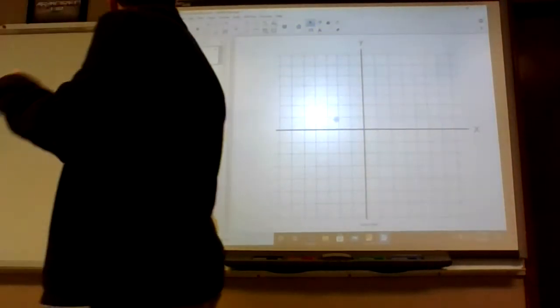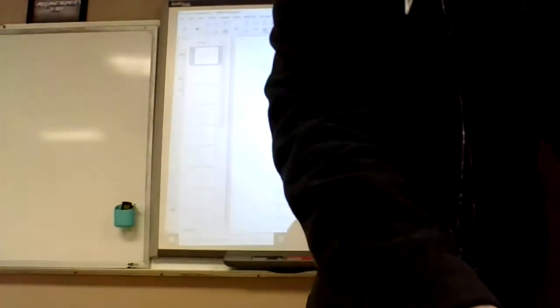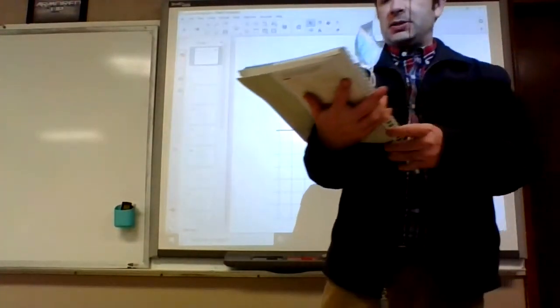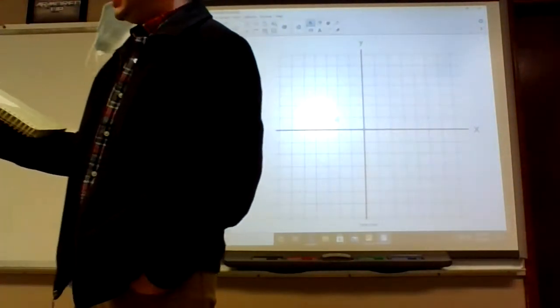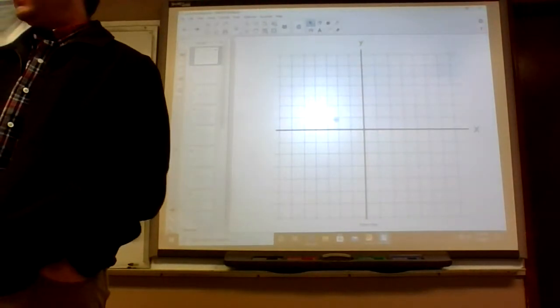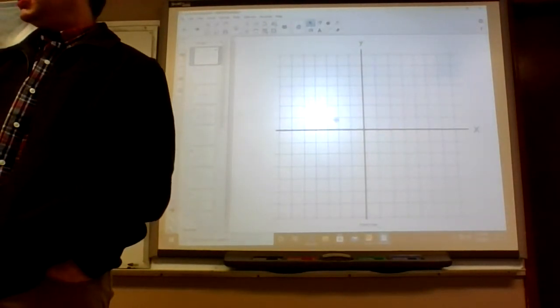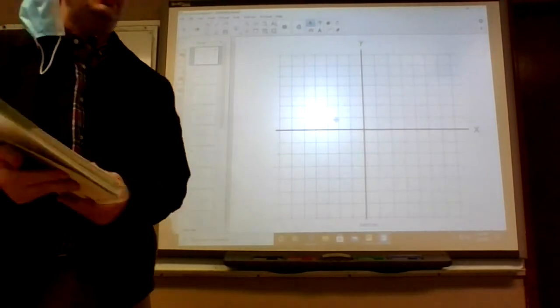Alright. Are we ready for number 1? Are we doing odds here? Odds together. Identify the solution to each system from the graph. Actually, I forgot the 2 weird cases.